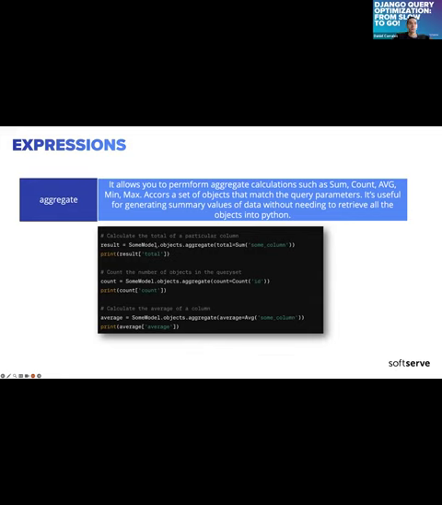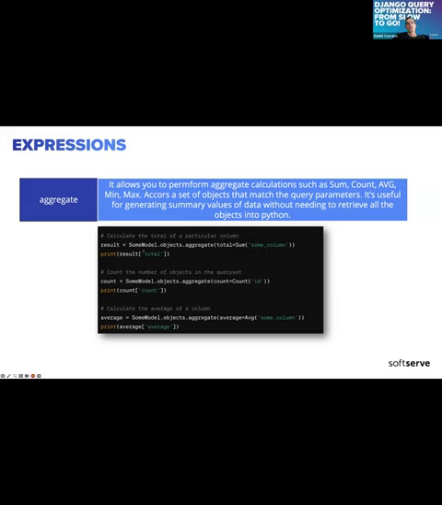The aggregate is not part of a model implementation that we want to import. It is part of the object manager in the ORM of Django. So it allows you to perform aggregate calculations such as sum, count, average, min, max across a set of objects that match the query parameters. It's useful for generating summary values of data without needing to retrieve all the objects in Python.